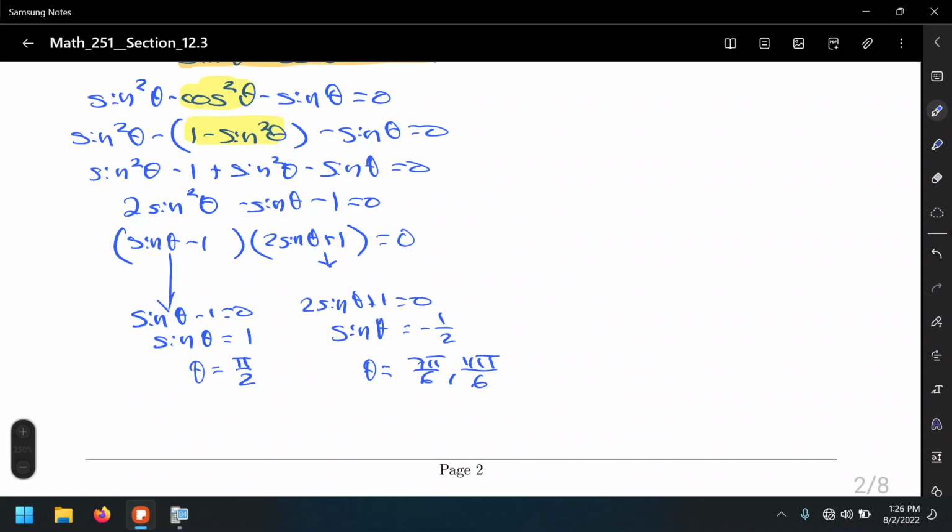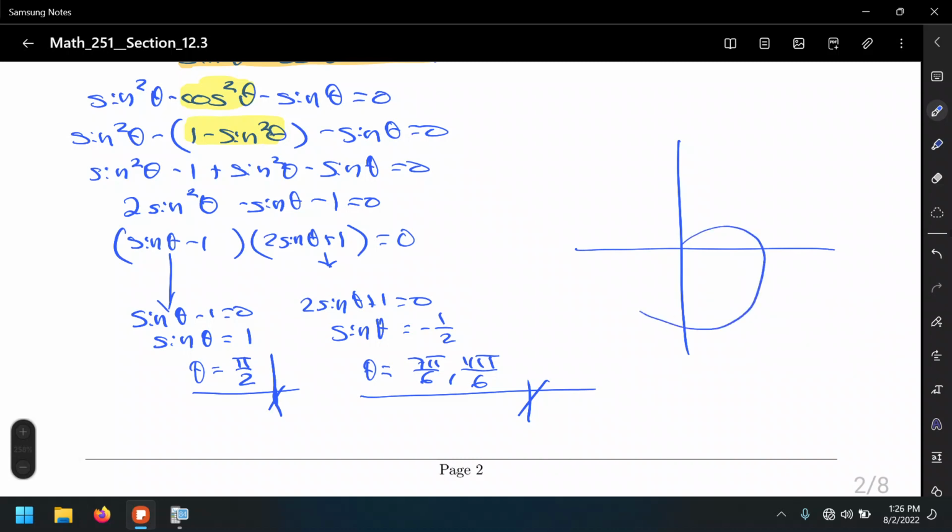But we need to be careful. What about this? I think we got the graph of a cardioid for this, remember, from last time? Well, this one looks more like an apple. And in this case, here is where we have our vertical tangencies, the 7 pi over 6.